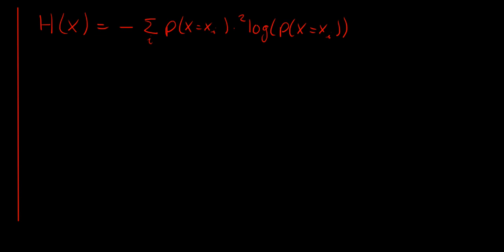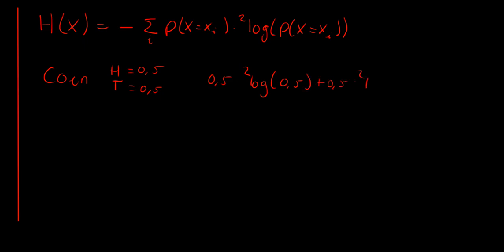So for example, if we have a coin, which has heads and tails, if they both happen at a 0.5 probability, so 50-50%, then if we calculate our entropy, it would be 0.5 times log base 2 of 0.5 plus 0.5 times the log base 2 of 0.5, and this multiplied with minus 1. This would result in an entropy of 1.